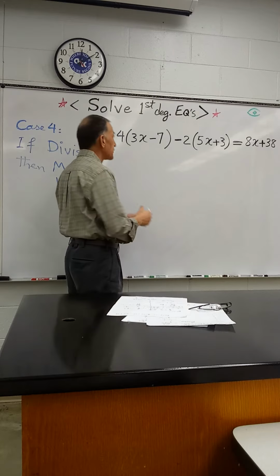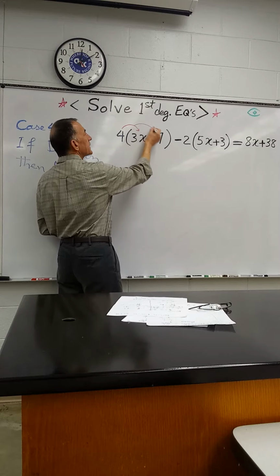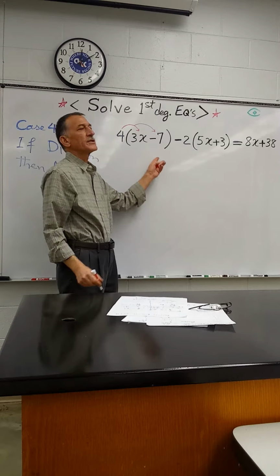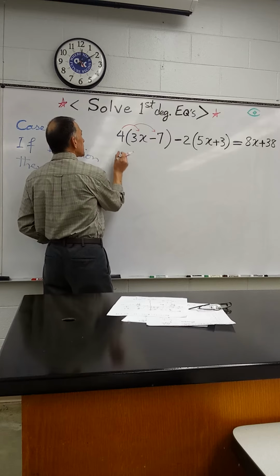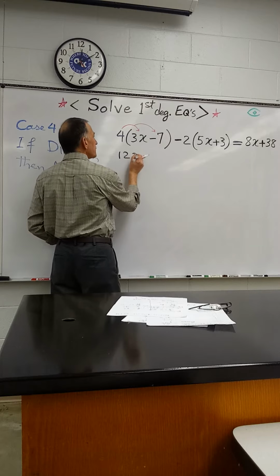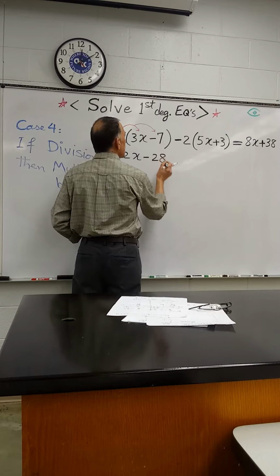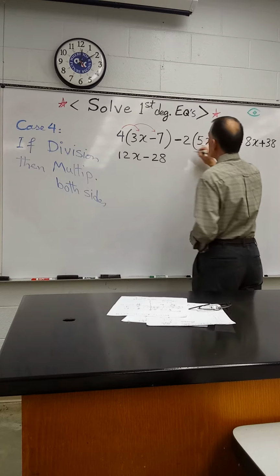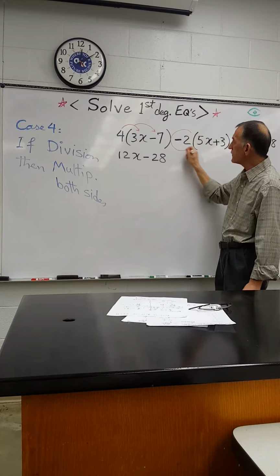If you remember, distribution law is very simple. Draw your arrow, 4 times the first one, then times the second one. After you multiply, then you remove the parentheses. So let's go ahead and do that. So we're going to get 12x minus 28.